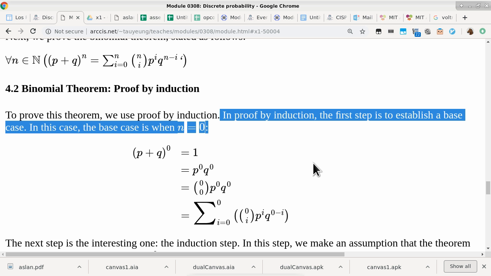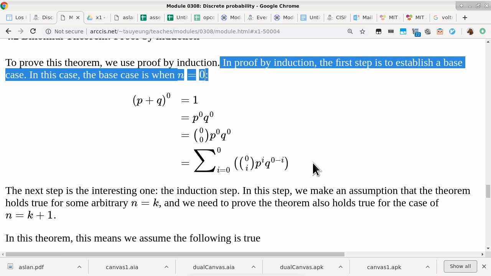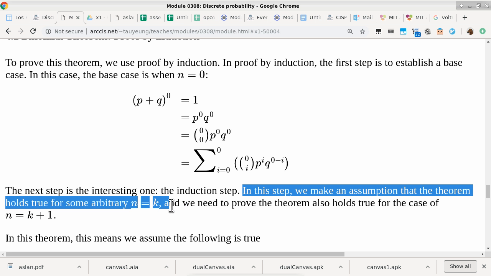All right, so now we get to the induction step. The induction step is trickier, okay? So you really have to understand the point of the induction step. In the induction step, it is a two-stage step by itself. The first stage is we make an assumption, okay? So we make the assumption that the theorem is true for some arbitrary k, n equals k, okay? You have to be careful because the assumption is not that the theorem holds true for all n, because that becomes circular reasoning.